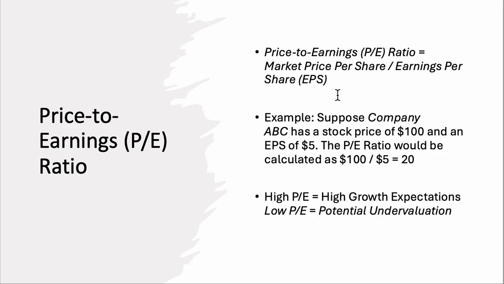Here's an example. Suppose company ABC has a stock price of $100 and the earning per share of $5. The PE ratio would be calculated as 100 upon 5, that is 20. A PE ratio of 20 means the investors are willing to pay $20 for every $1 of the company's earning. Generally, a high PE ratio indicates high expectations for future growth, while a low PE ratio could suggest that the stock is undervalued.